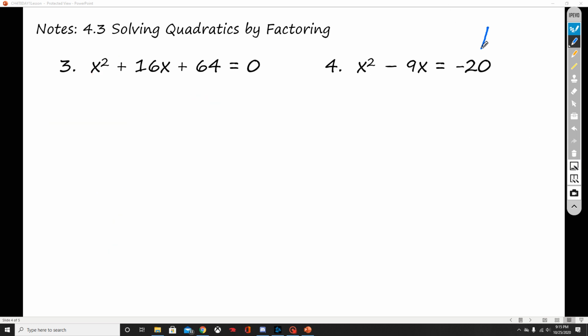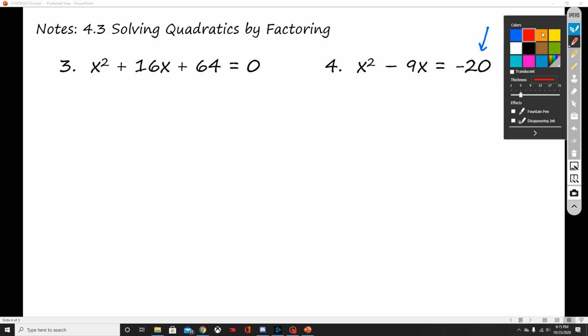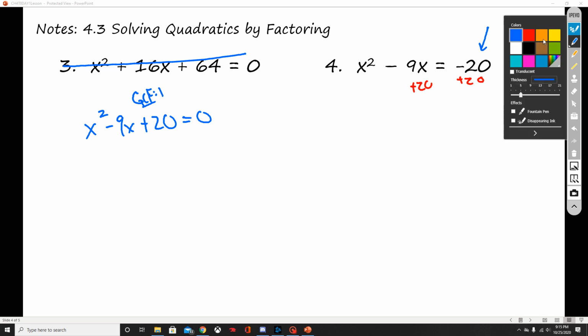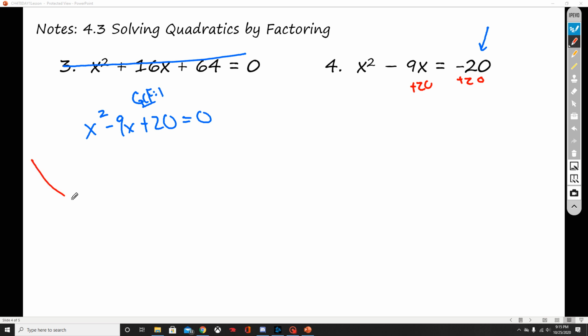Number 4, it's not equal to 0. It's a problem. So let's get the 20 onto the other side by adding it. So we got x squared minus 9x plus 20 equals 0. Alright, now it's equal to 0. Let's check for the GCF. It's 1. Let's factor. So we'll use the x. Since we see that a is 1, we can skip the grouping portion because a is 1, which means we can just take a shortcut.